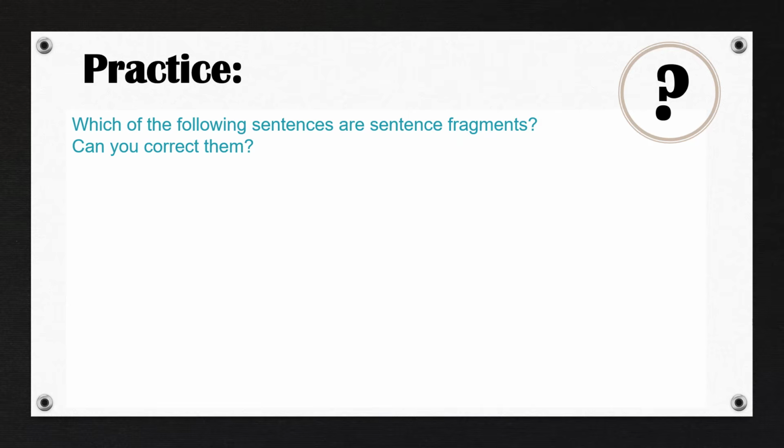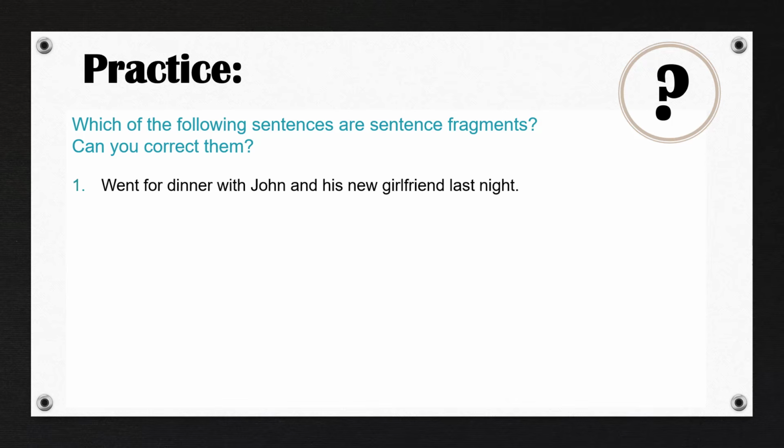I want you to see if you can identify which of the following sentences are sentence fragments. And if so, can you correct them? We're going to do these step by step and one at a time. So let's look at number 1. Went for dinner with John and his new girlfriend last night.